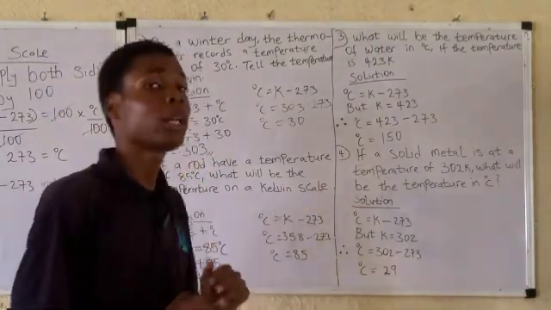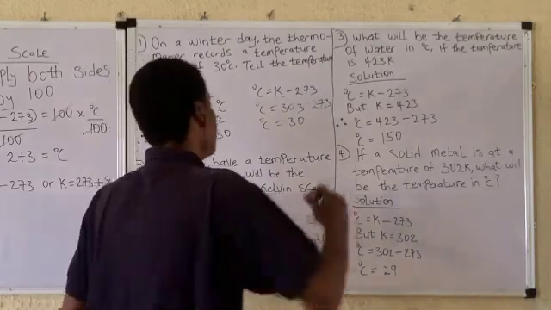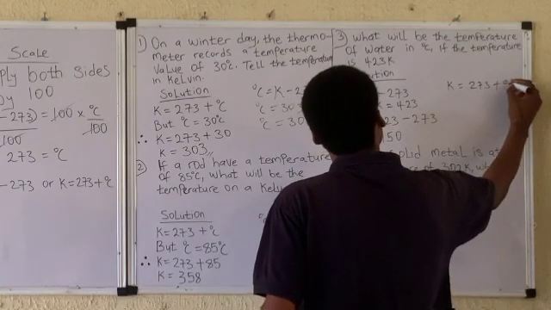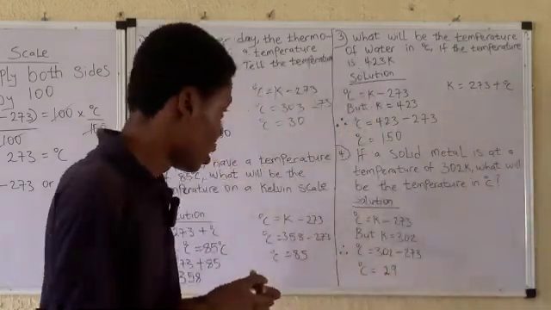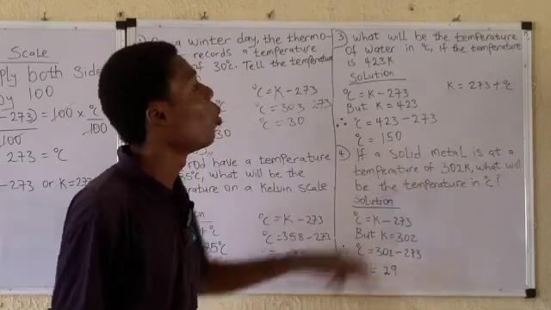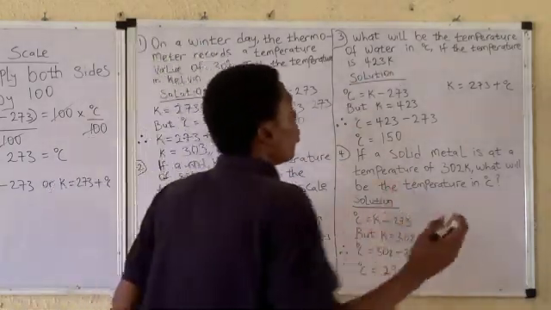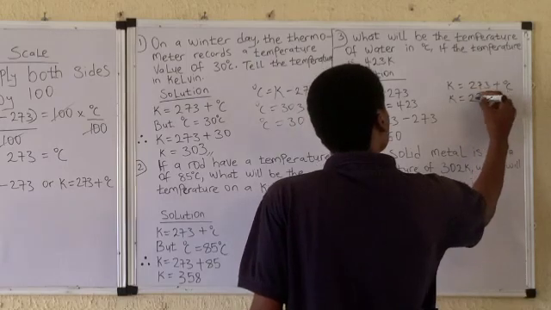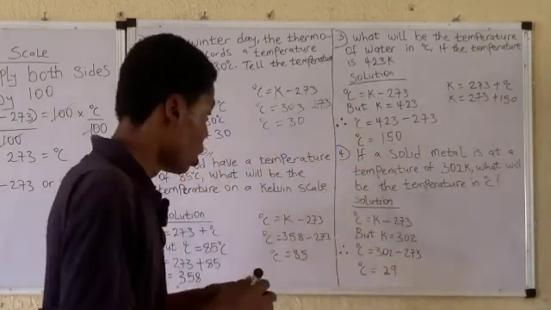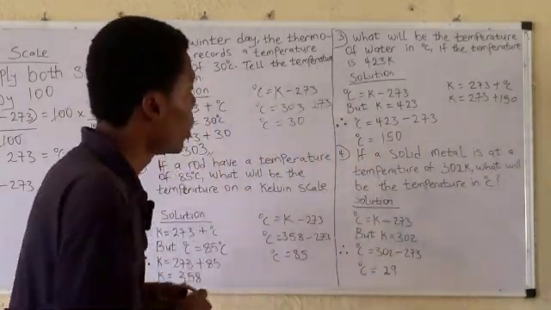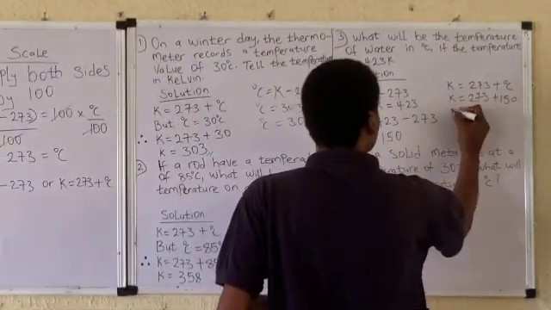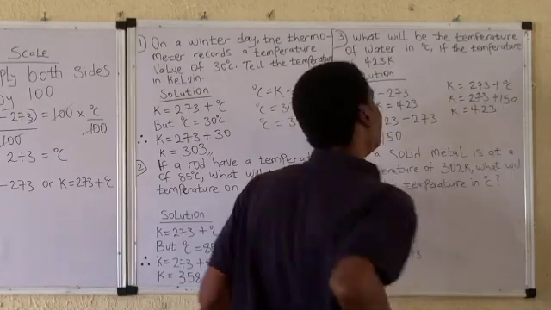Now converting this degree Celsius back to Kelvin, we also use the same formula for Kelvin, which is Kelvin equal to 273 plus degree Celsius. Now we have our degree Celsius here, which is 150. So we take our degree Celsius as 273 plus 150. So adding 273 plus 150, we have 423 Kelvin. So our Kelvin equal to 423.